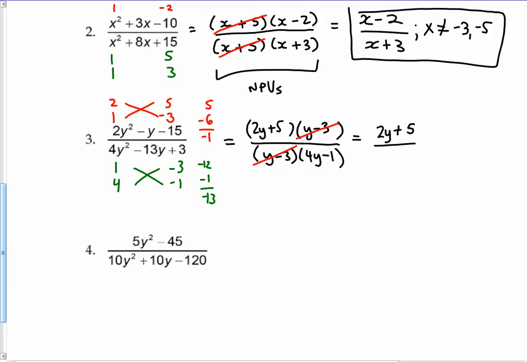2y plus 5 divided by 4y minus 1. Can we go and do something like this and reduce here? No. We can't simplify terms, only factors. You can't rip things off that are attached. It has to be a monomial with a monomial, binomial with a binomial. These are binomials. Okay? Okay, what's my NPVs? Y can't be 3 or 1/4.